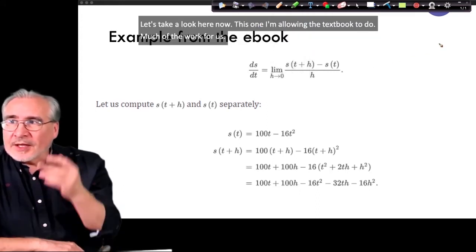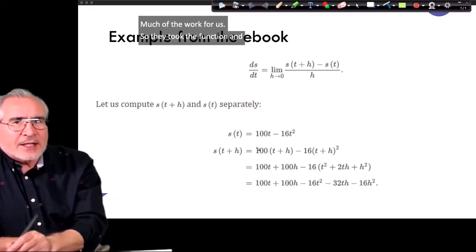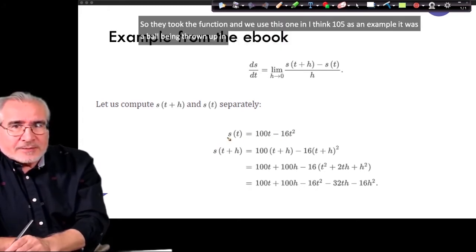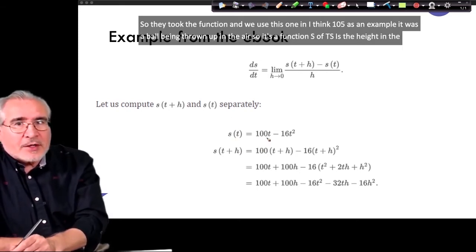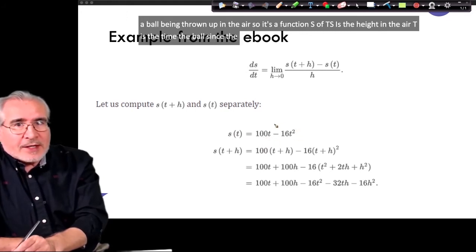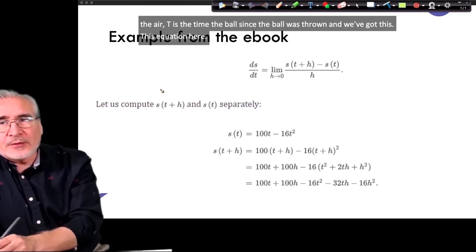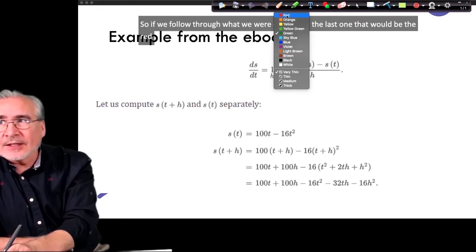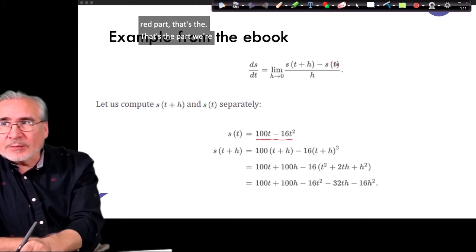Okay, so they took the function and we used this one in, I think, 10.5 as an example. It was a ball being thrown up in the air. So it's a function s of t. s is the height in the air, t is the time since the ball was thrown. And we've got this equation here. So if we follow through what we were doing with the last one, that would be the red part. That's the part we're going to subtract that will be plugged into this part of the function.